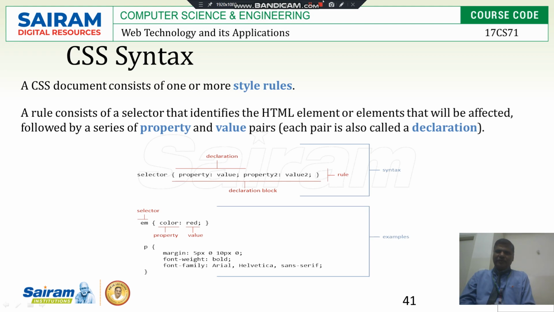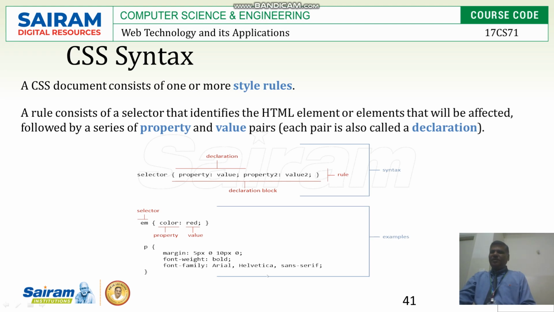Now, how is this used, with an example. See here. Selector is the name, some name that is given. Then there's a color and its value, which is red. So this paragraph is there. Example: paragraph P, margin colon 5px 0 10px 0. Margin is represented in this format: top, right, bottom, left. According to that it is represented here. Then font weight is bold. Then we have font family: Arial, Helvetica, Sans Serif.